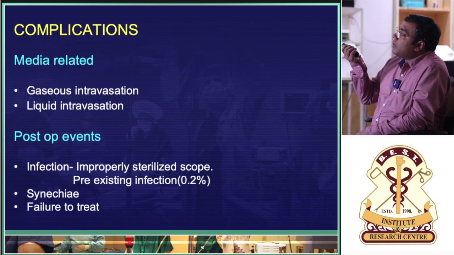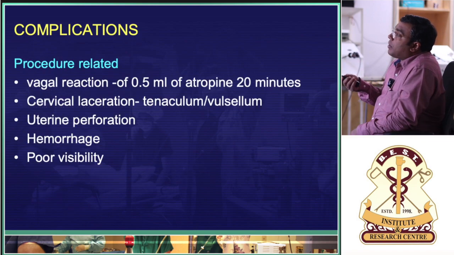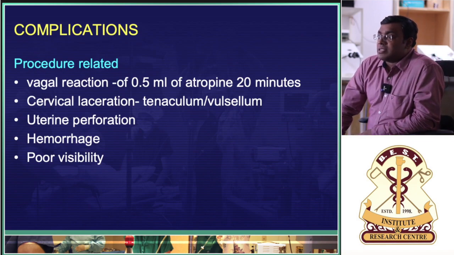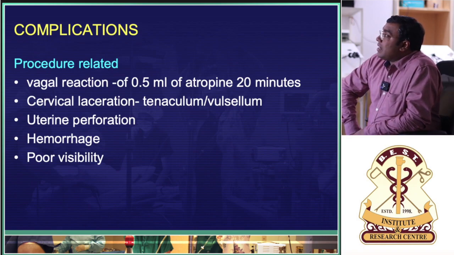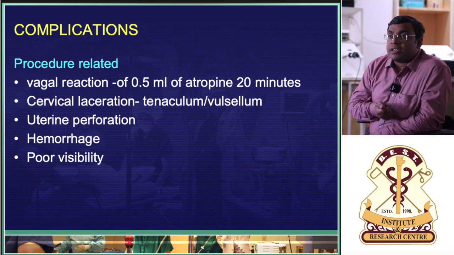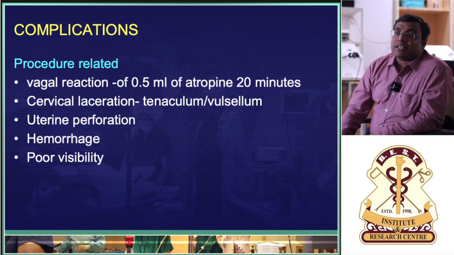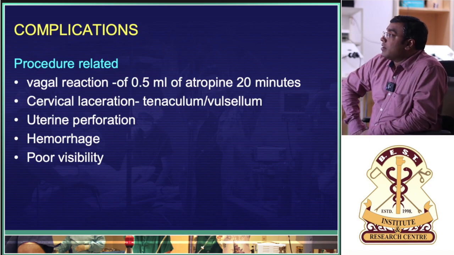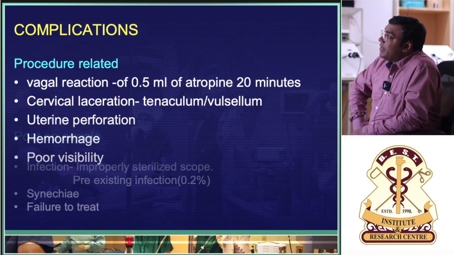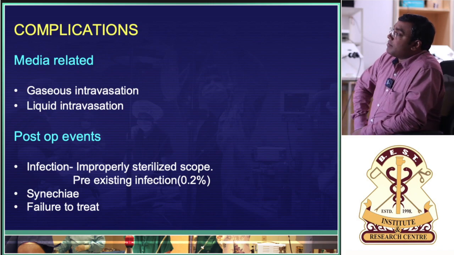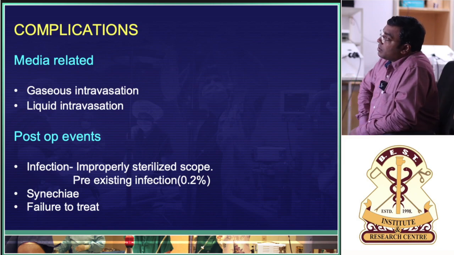So now when it comes to complications, procedure related problems: vasovagal reaction if the patient is not under anesthesia, and then cervical lacerations during tenaculum usage or Valsalva, uterine perforation because you are trying to sound the uterus or dilate the cervix. If it perforates at that stage itself, then you cannot do hysteroscopy. Then if the patient is bleeding or poor visibility is noted, then media related complications we will deal with when we are dealing with operative hysteroscopy and its media related issues.